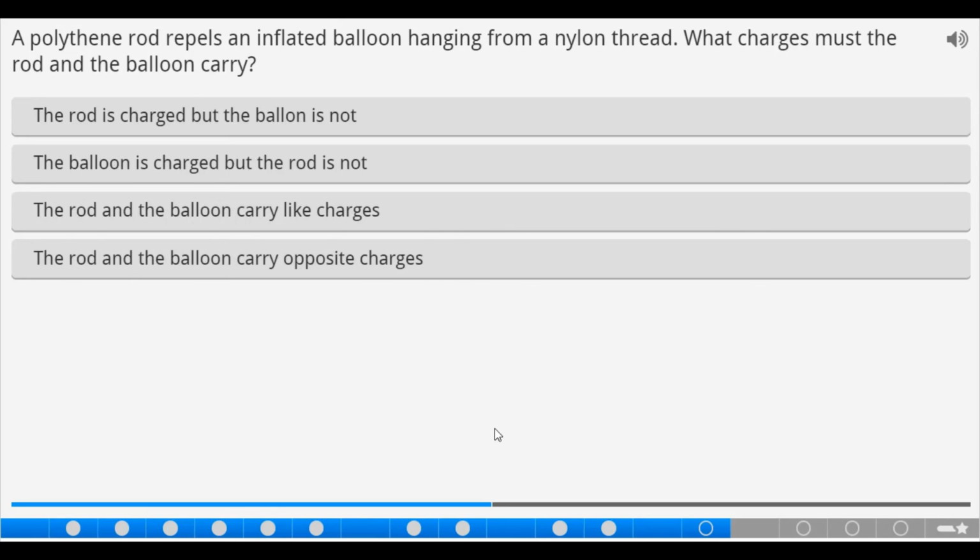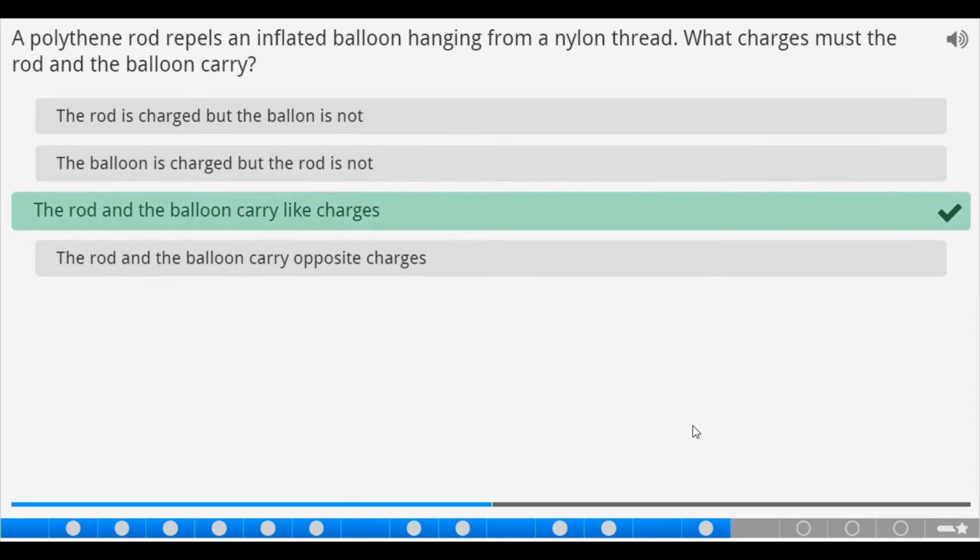Now let's look at it again. A polythene rod repels an inflated balloon hanging from a nylon thread. What charge must the rod and the balloon carry? The rod itself carries the same charge as the balloon. So they are going to repel, in the sense that the rod and the balloon carry like charges. So that is what is going to happen. The rod and the balloon carry like charges, as you can see.